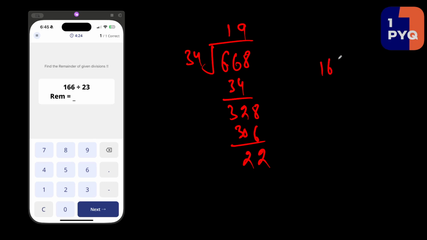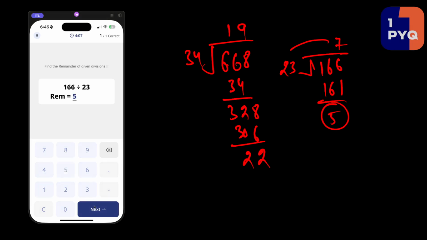Then 166 divided by 23. 23 fives are no. 6 7 sevens are. I think sevens are going to be really helpful. 7 threes are 21, 7 twos are 14, this is 16. I'll get 5 as my remainder.